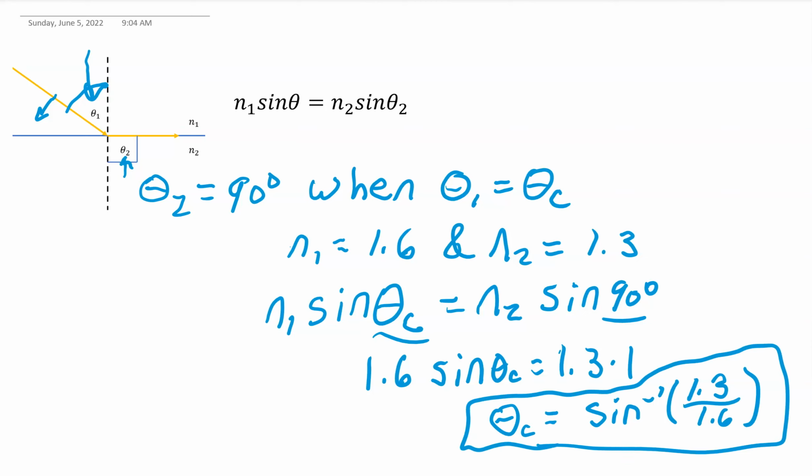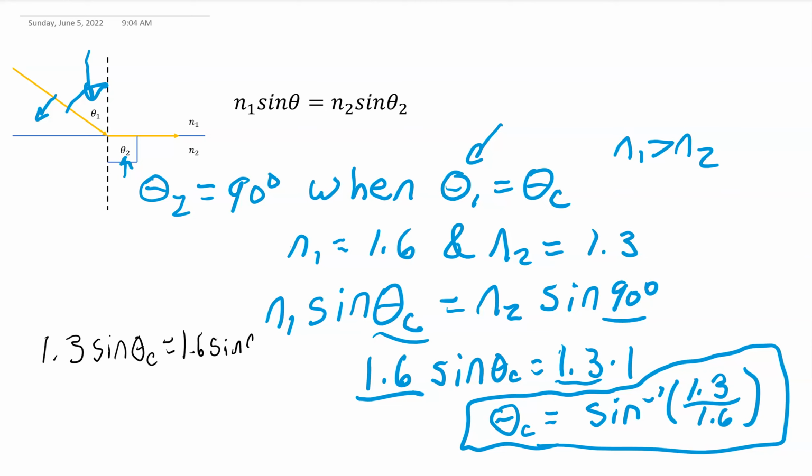One important thing to think about, though, is this only works if N1 is greater than N2. What happens if you try to do this kind of a problem going from low index to high index? In other words, what would happen if this number were smaller than this number? So let's just pretend for a second that I said 1.3. Let's go the other way. 1.3 times the sine of theta critical equals 1.6 times the sine of 90.